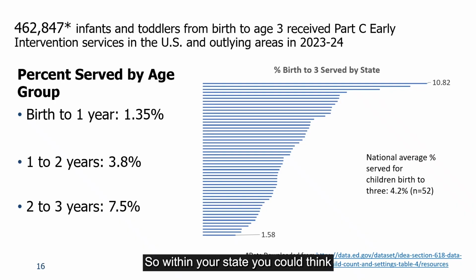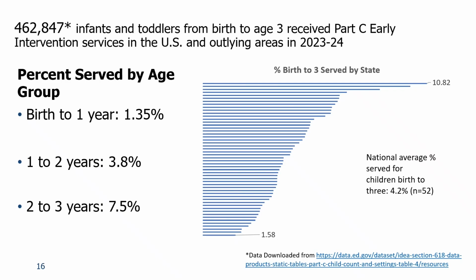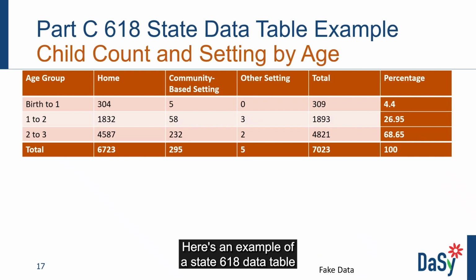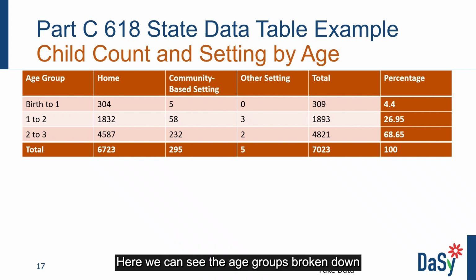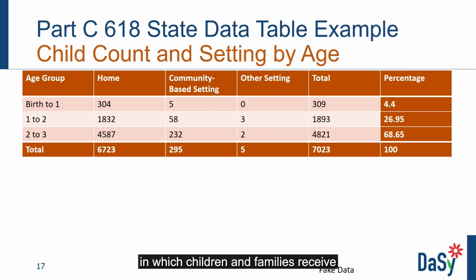So within your state, you could think about disaggregating the data similarly in ways that are meaningful to you. This example used the child count and settings table, Table 4. Here's an example of a state 618 data table displaying child count and settings by age. Here we can see the age groups broken down into one-year bands and categorized by the settings in which children and families receive the majority of their services.